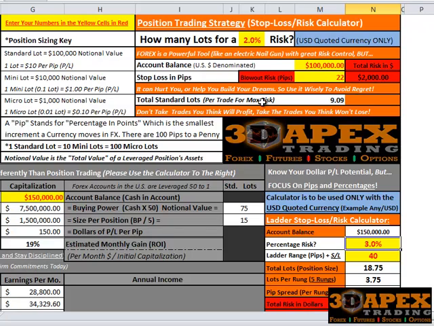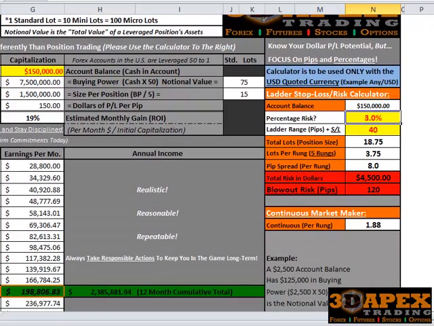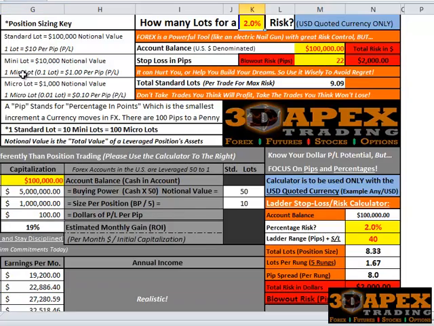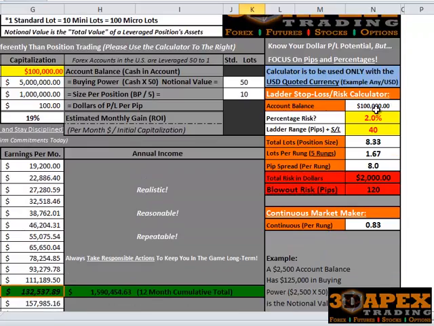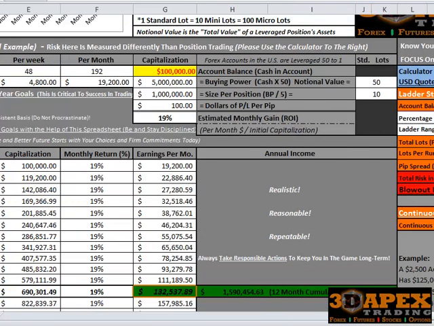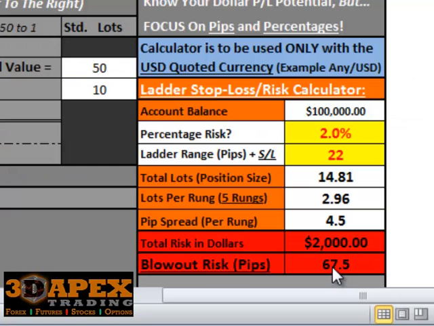Real simple, real easy. And for those who are interested in trading as a liquidity provider in a more aggressive manner, which I call the ladder strategy, which I talk about in some of the other training videos, there's a secondary situation down here. Same thing: you want to risk 2%. Let's do 100 grand, and let's say we use the same 22 pips, the same risk in dollars. The blowout risk is calculated to be 67, and then this tells you what each ladder rung should be. You should have just about 3 standard lots in your rungs.